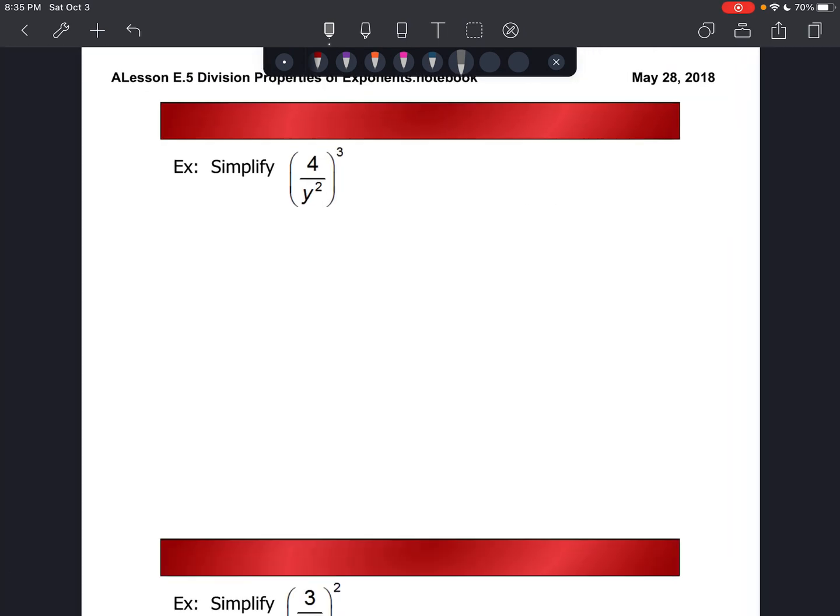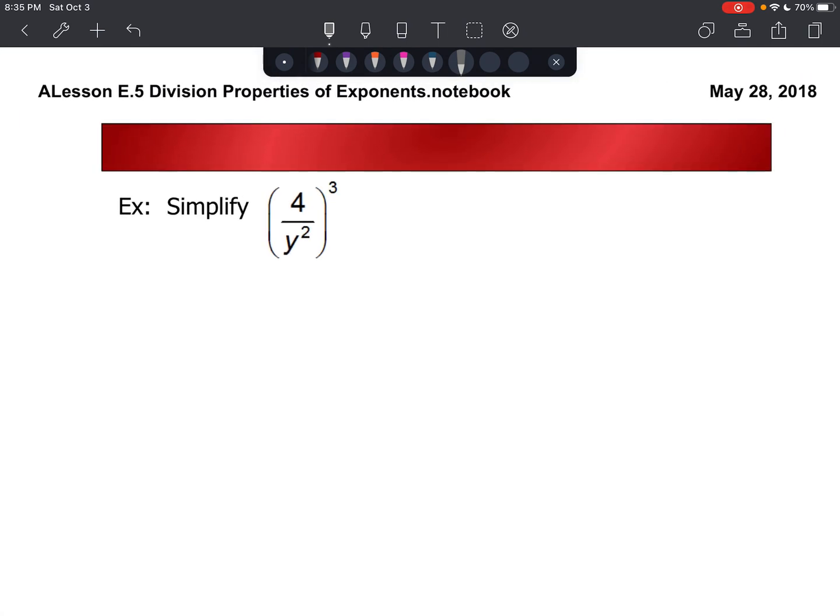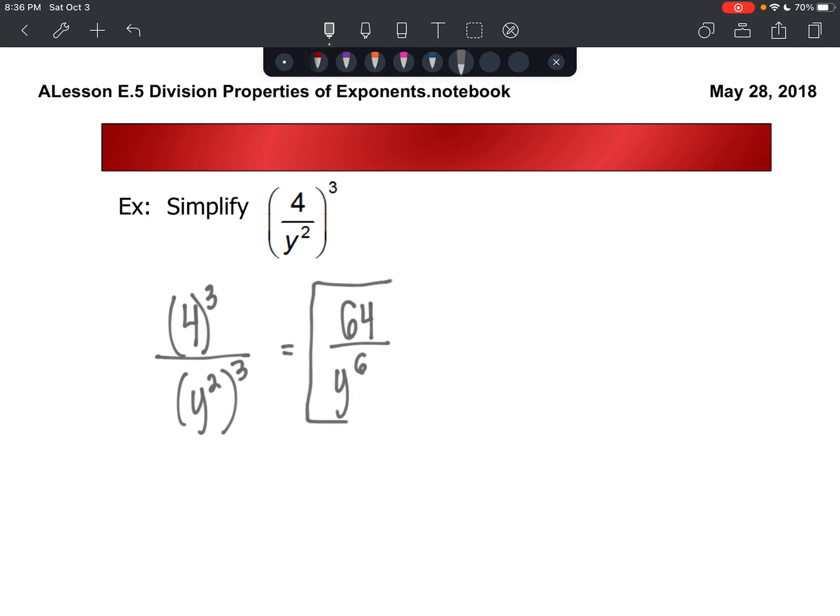So let's try. 4 over y squared raised to the third power. Well, that would be the same thing as 4 to the third power. That's a base inside the fraction, inside the parentheses. 4 is a base. That gets the third power, and y squared is a base that's also going to get the third power. 4 cubed is 64. It's a good one to know. Y squared raised to the third power is a power to a power, and that's when you multiply. So we'd have 64 over y to the 6th.